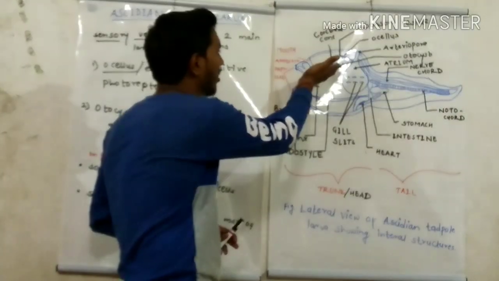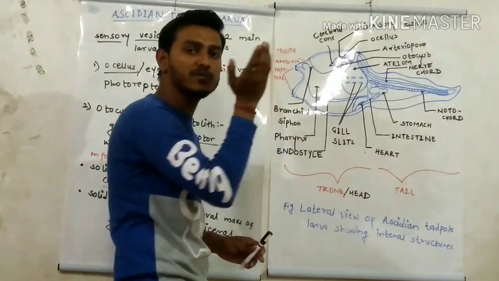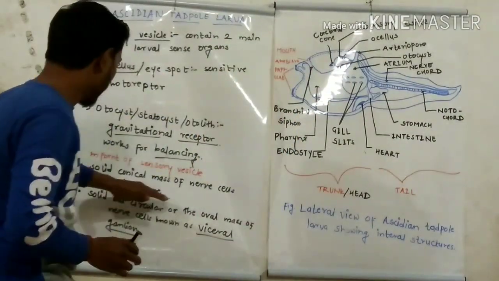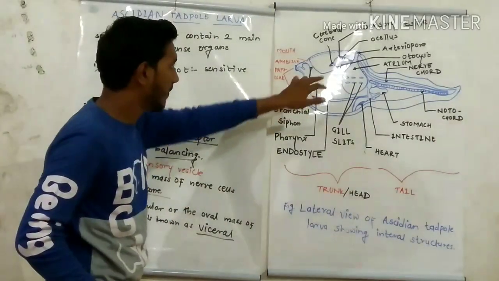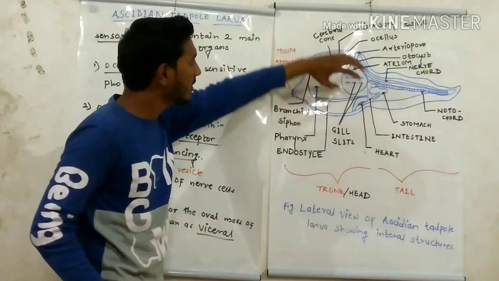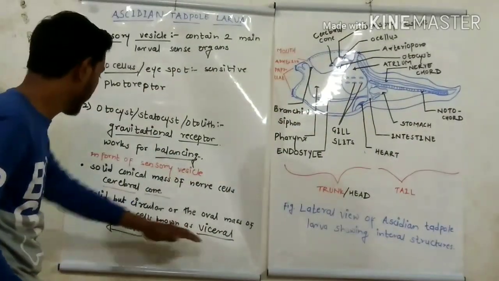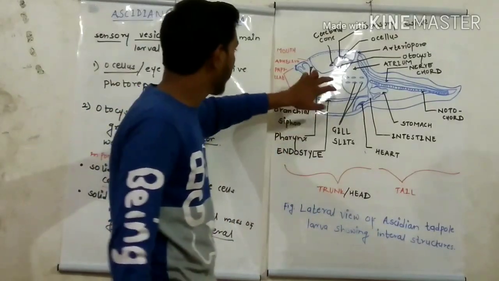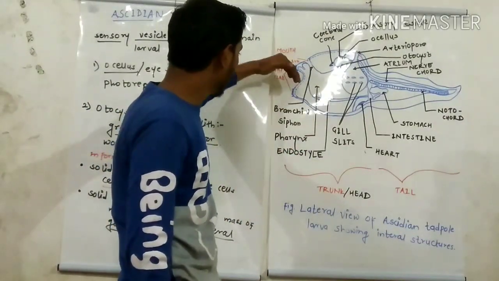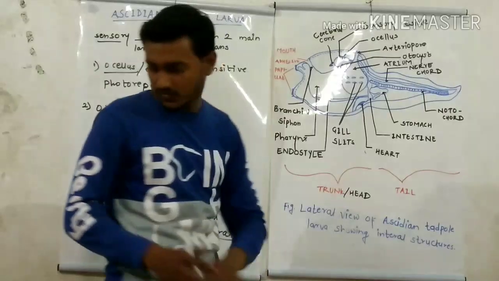Now in front of this sensory vesicle is the presence of the cerebral cone. It is a solid conical mass. And behind this sensory vesicle is the presence of the visceral ganglion. It is solid but circular and oval. Now the next part is the digestive system.